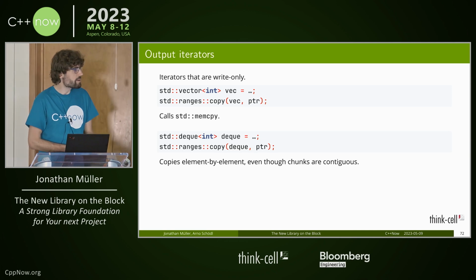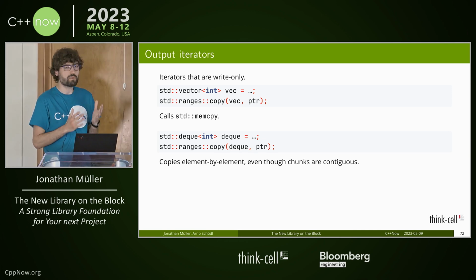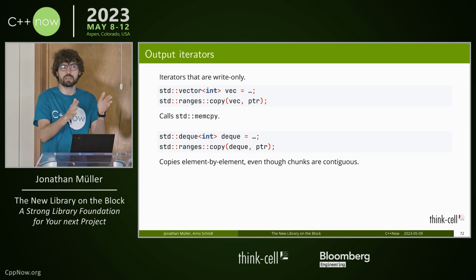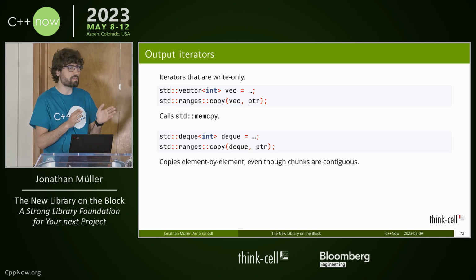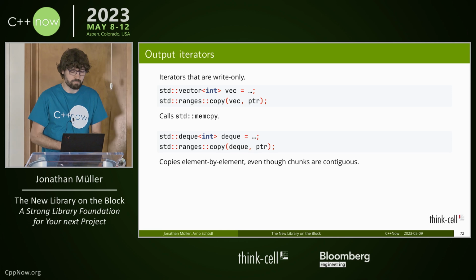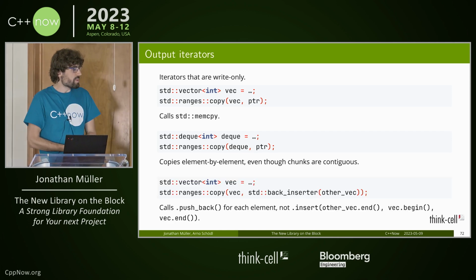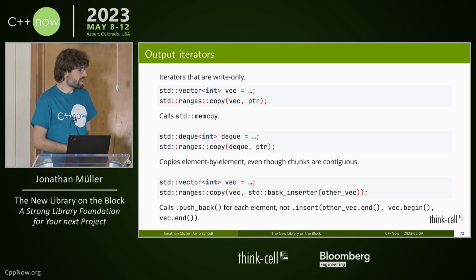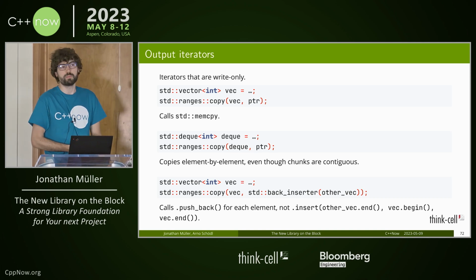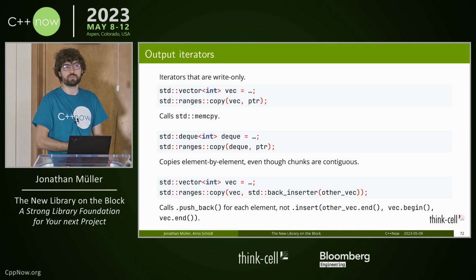When our input is a deque, deque is no longer contiguous, so we cannot call memcopy. This is a bit unfortunate. We have to do element by element copy, even though a deque has contiguous chunks. A more efficient implementation would copy each contiguous chunk using memcopy and then only have a loop for each chunk. When we want to use back_inserter to copy something to the end of some other vector, this will call push_back on each individual element, even though their range-based insert is right there and would have been more efficient.